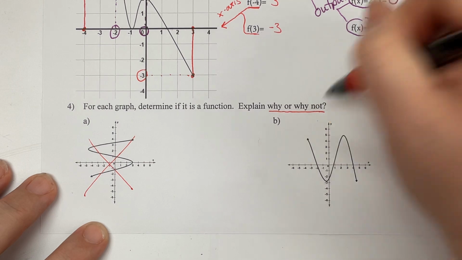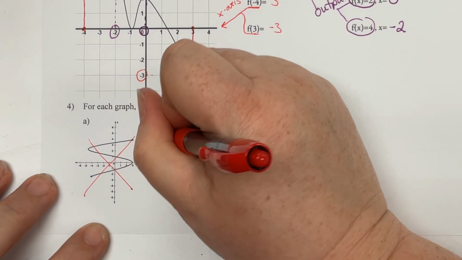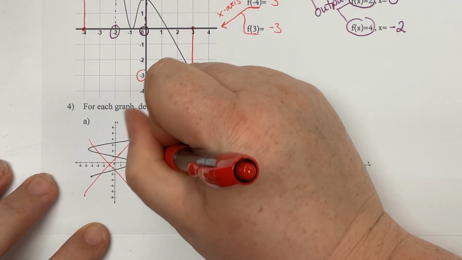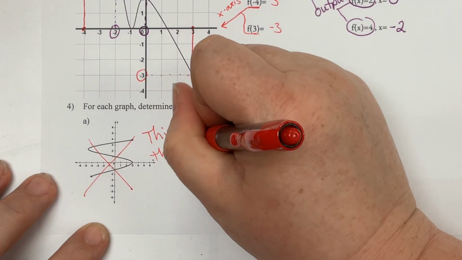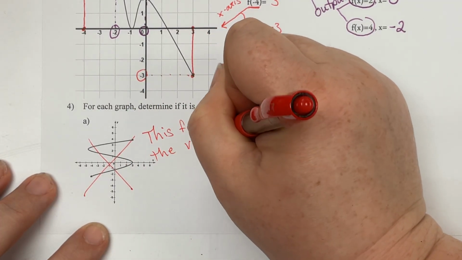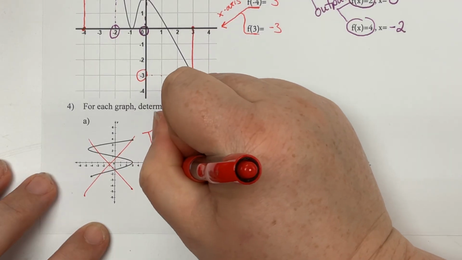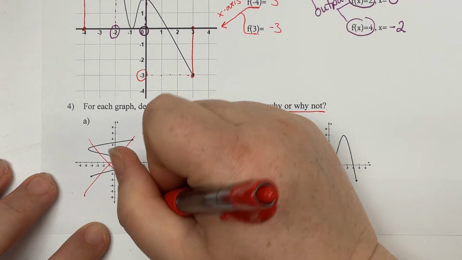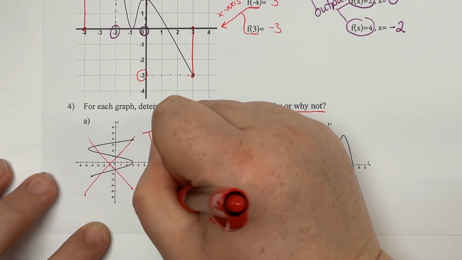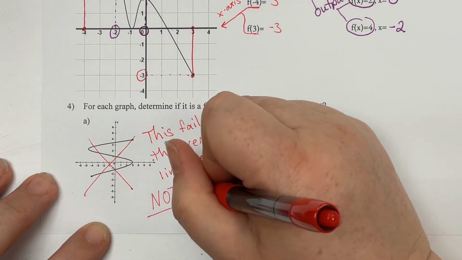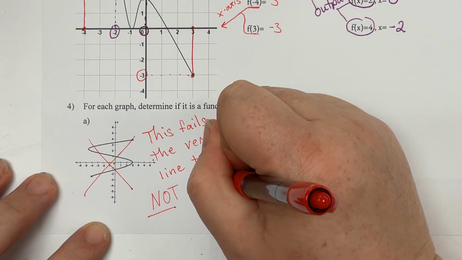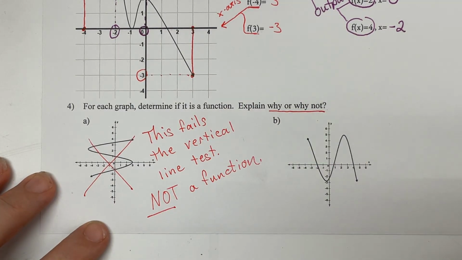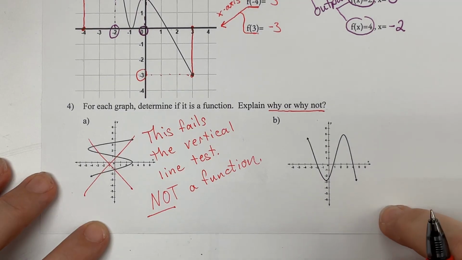Why or why not? This fails the vertical line test. Okay? Not a function. Okay, that's it.